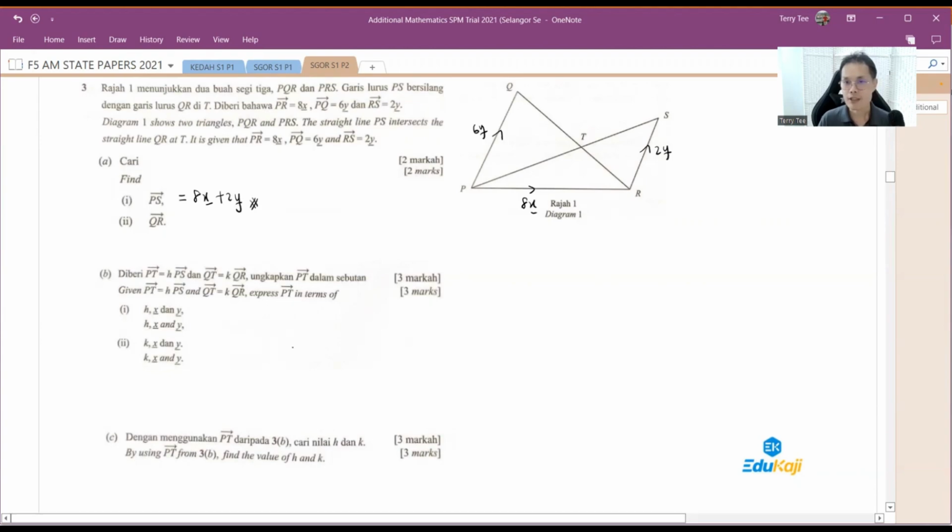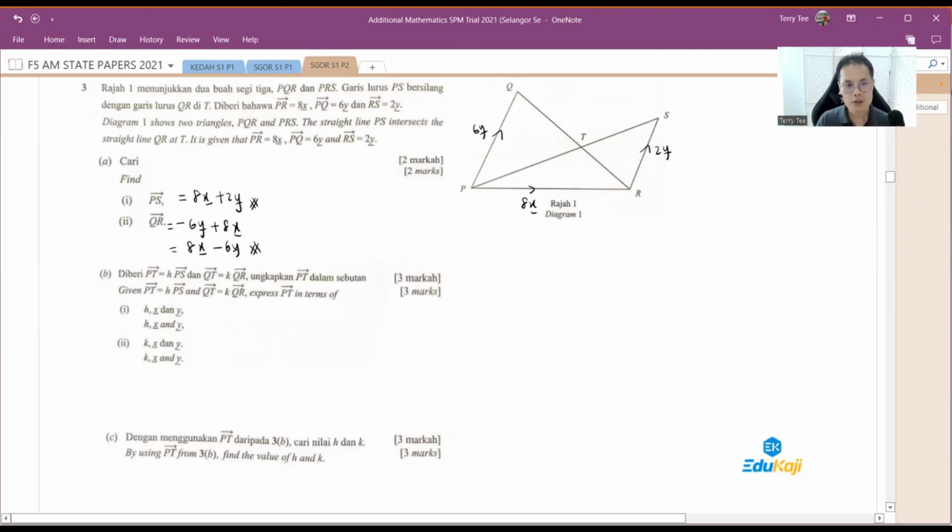Next one, how about vector QR? Vector QR, so I'm going to use a hand tool. Q to P, P to R. So this is minus 6y plus 8x, right? We can write the answer straight away because it's only 1 mark each, 2 marks. Now, you can rewrite this. Normally, we put the negative at the back, the positive in front. But if you don't do that, it's okay to leave it as minus 6y plus 8x.